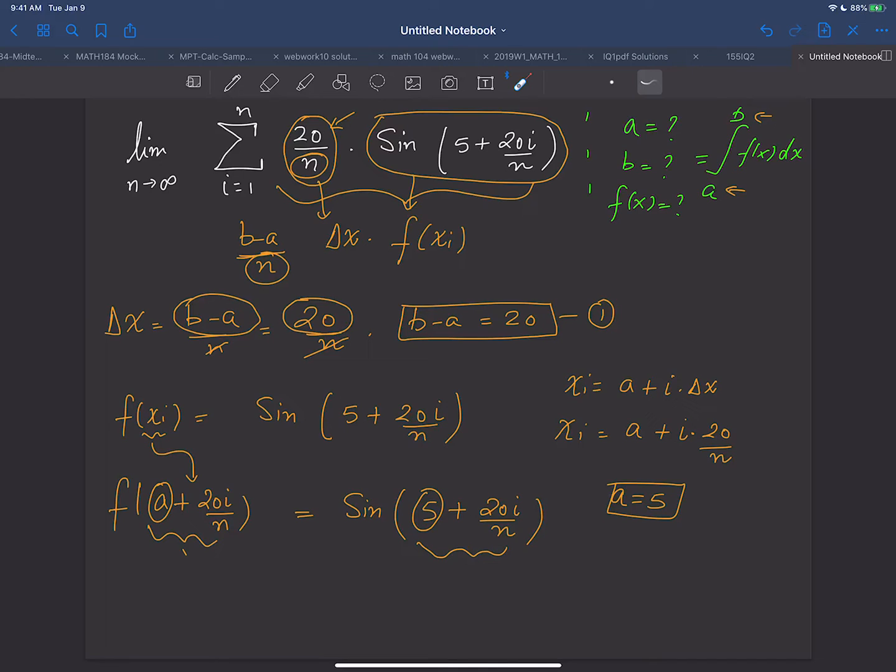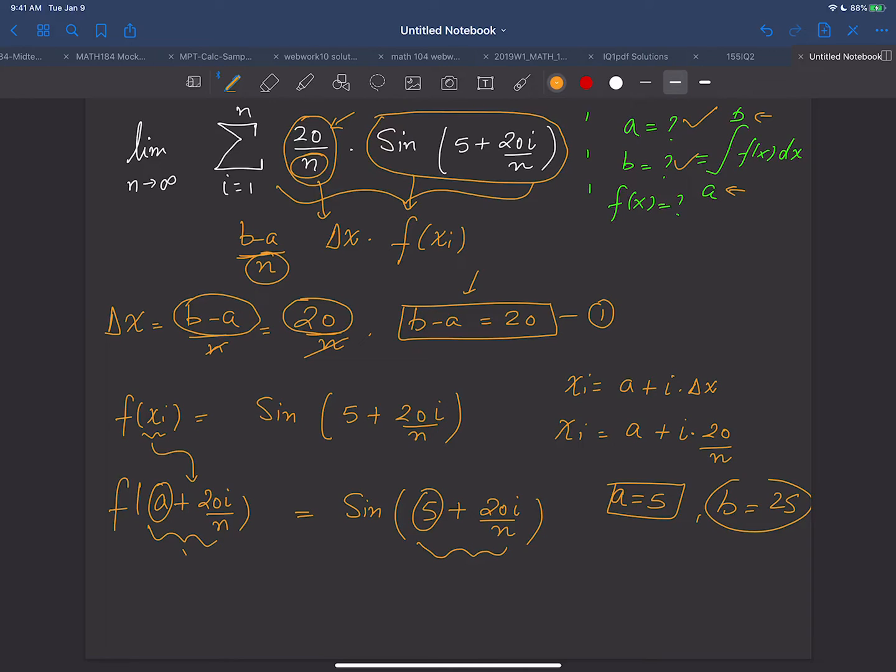So a is 5. Now, because we know what a is, and we know the difference between b and a is 20, we can directly figure out that b needs to be 25, right? Because we know the first condition has to be true as well. The difference between them has to be 20. If a starts at 5, then b has to end at 25 in order to match that condition, right? So we've figured out a and b.